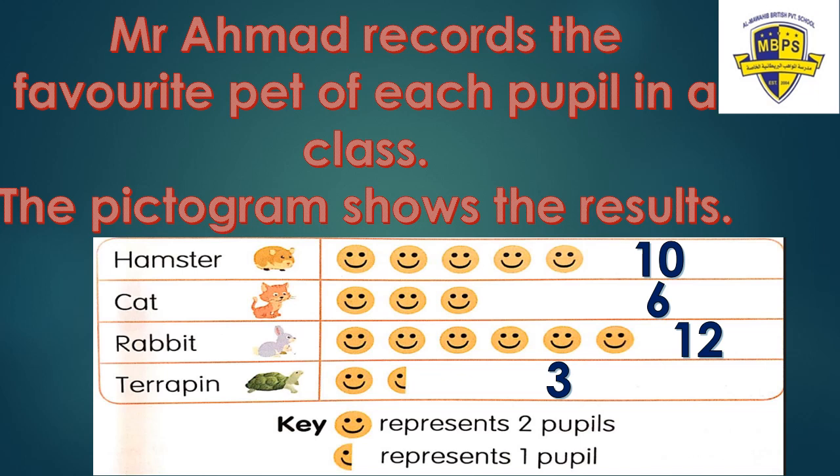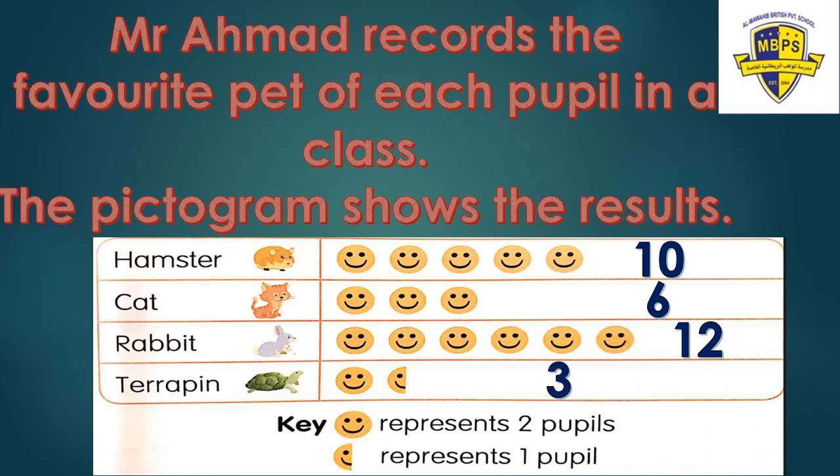Students, let's solve the other example. Now we have Mr. Ahmad records the favorite pet of each pupil in a class. The pictogram shows the results. Okay, now we have different animals here on this slide. We have hamster, cat, rabbit, terrapin. Now we also have a key. Now the key says that one full happy face is equal to 2 pupils and half happy face is equal to 1 pupil. Okay, so let's count.